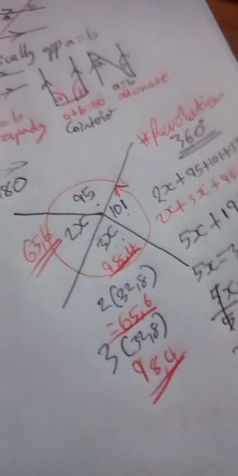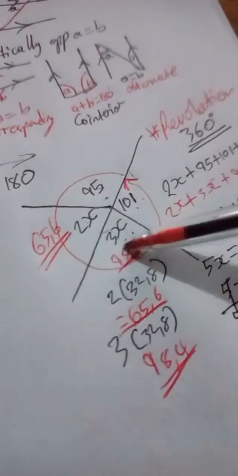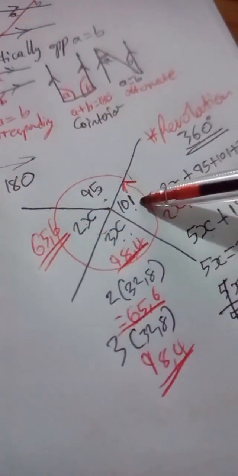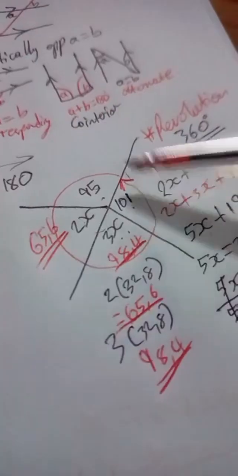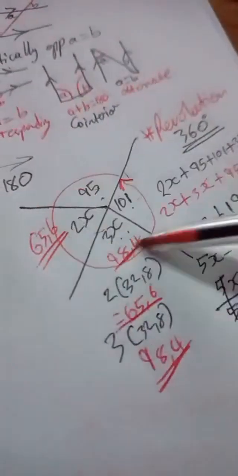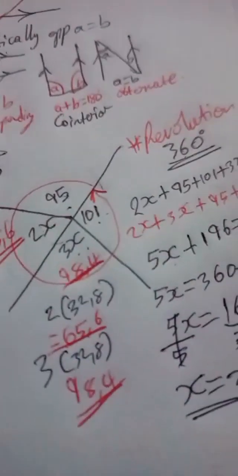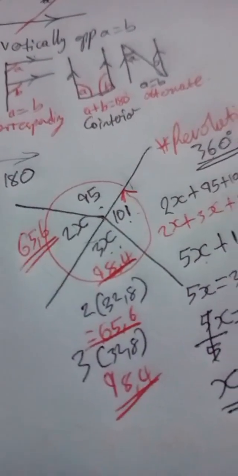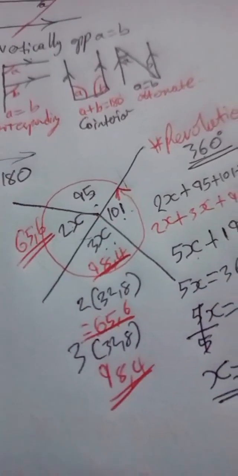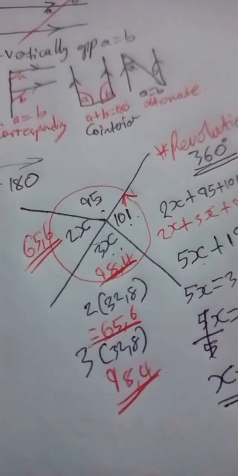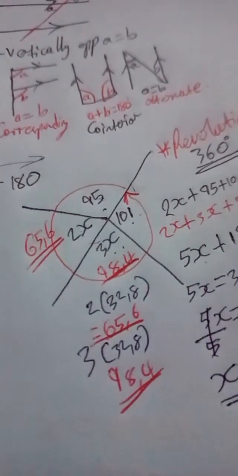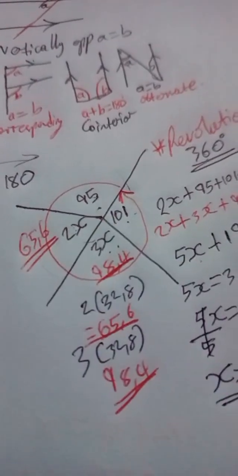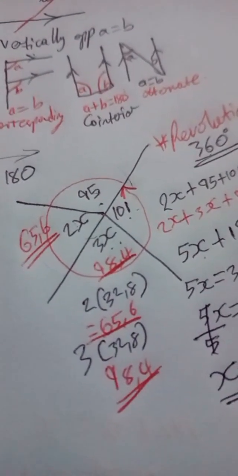So now, if we add 1, 2, 3, 4, if we add all these angles, they should give us 360. If you say 95 plus 65.6 plus 98.4 plus 101, we're going to get 360.